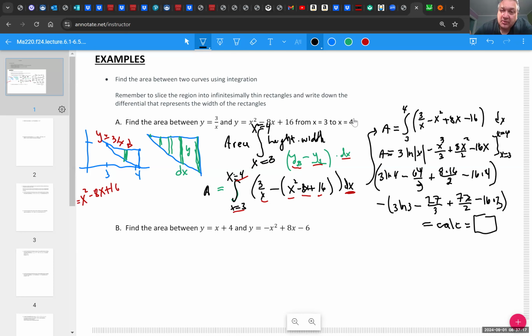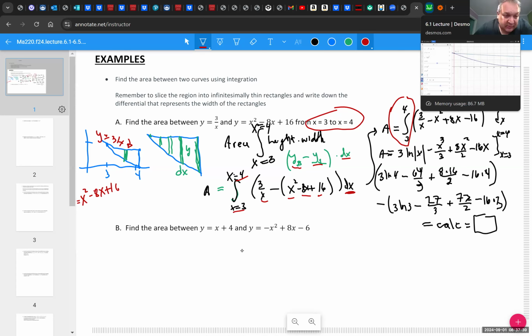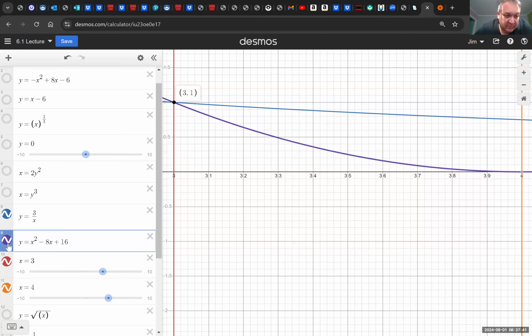So you may notice on the first problem, I put the limits 3 to 4. So we knew to put 3 and 4 on these limits right here, right? That told us we had to go from x equals 3 to x equals 4. This second problem I made up has no limits. It doesn't say x equals 3 to x equals 4, but it does say between these two functions. So let's try to figure out what we can do with that one. So x plus 4 and x squared minus things. So I'm going to get rid of this thing here.